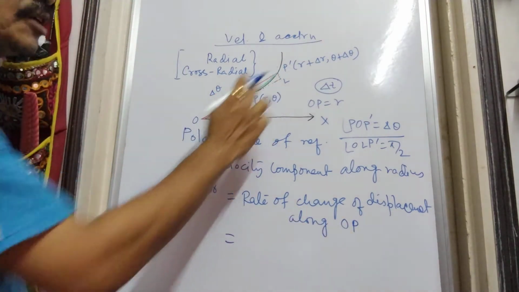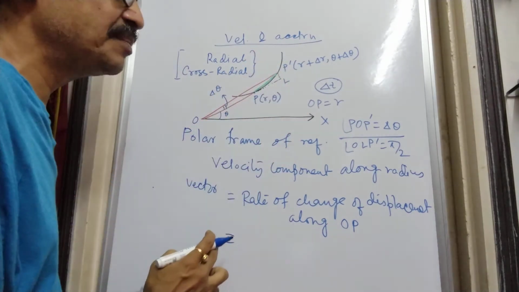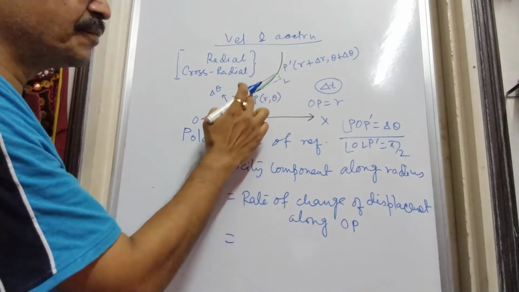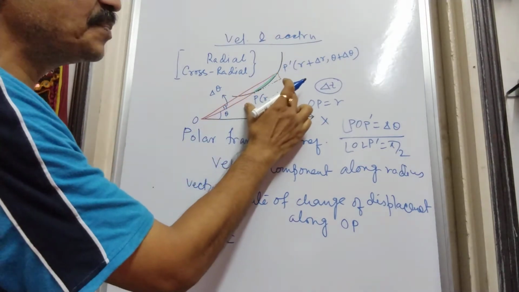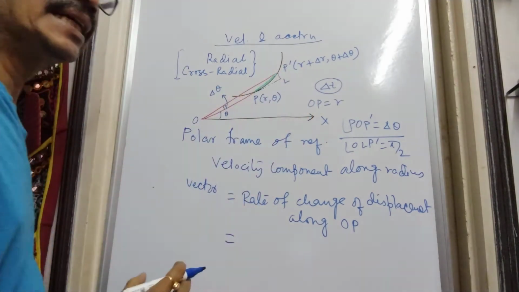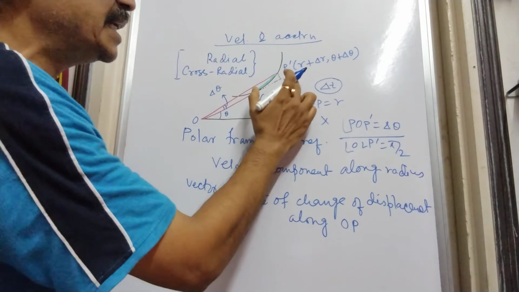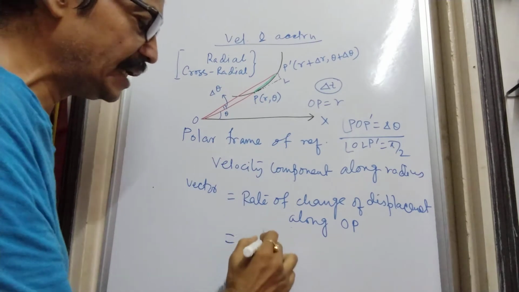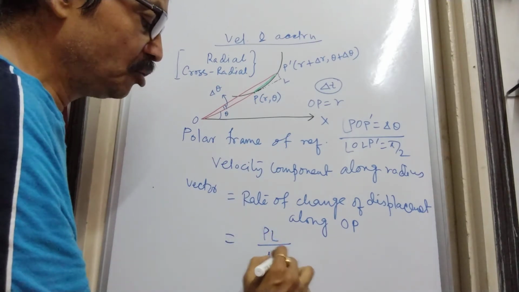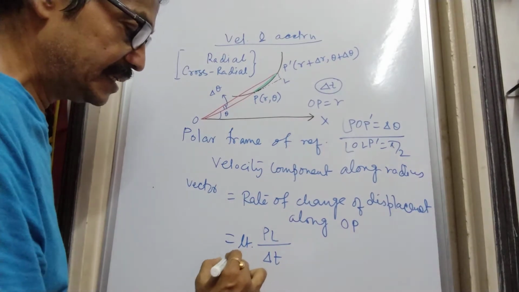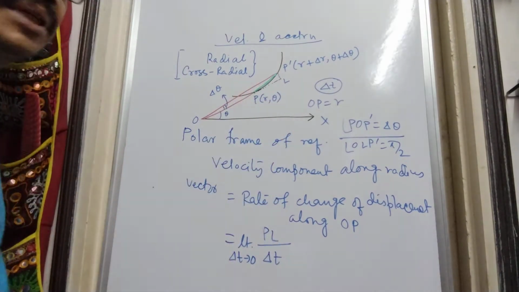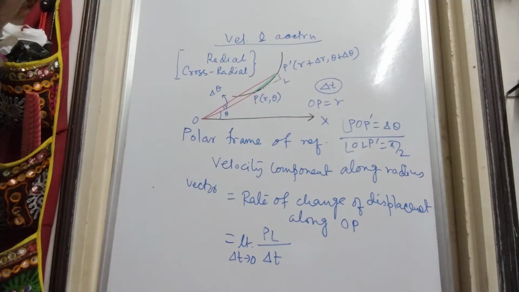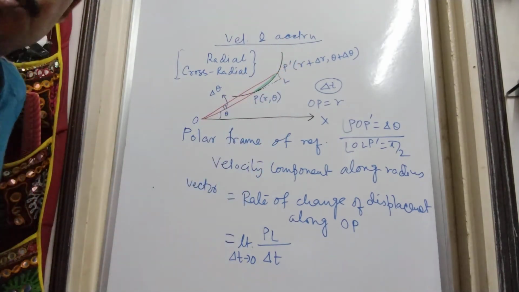So we extended OP to L and dropped a perpendicular from P prime. What is the distance it traversed along the radius? It traverses a distance PL along the radius, isn't it so? The extended radius vector OP meets the perpendicular dropped from P prime at L. So PL is the amount of displacement along the radius. I hope you all can understand from the geometry of the figure. Along OP, the displacement is PL when the point traverses along the curve from P to P prime.